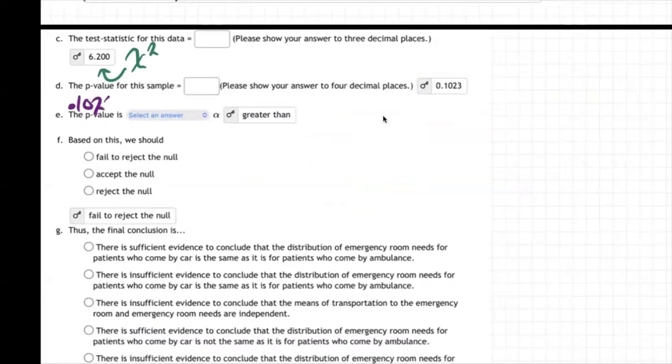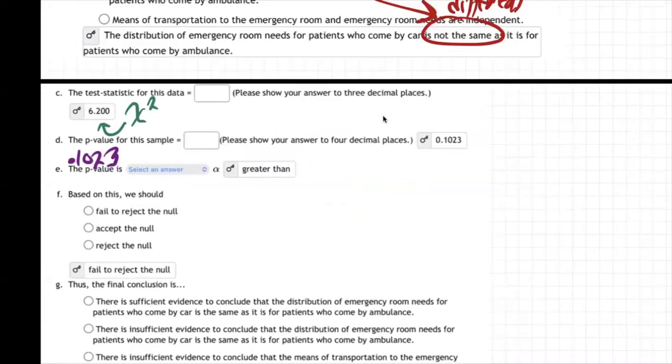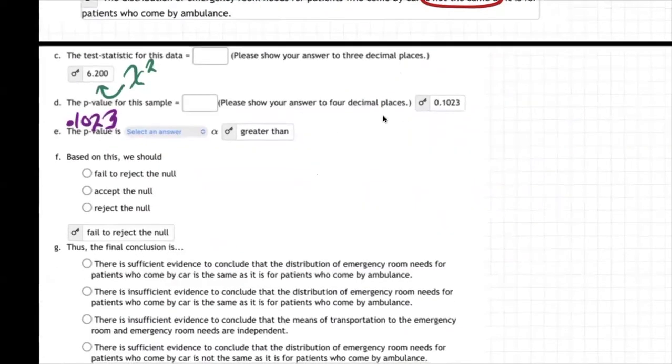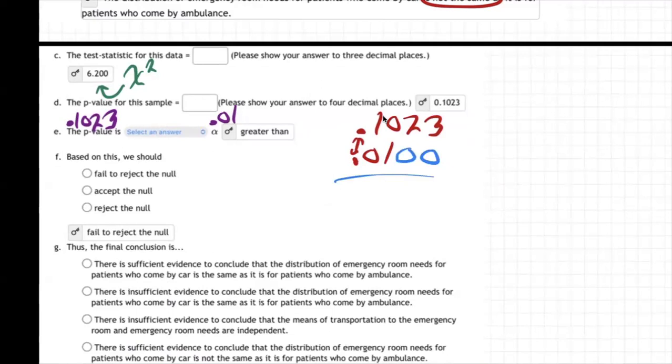So the p-value, 0.1023. How's that compare to alpha? What was alpha? Right there. Alpha is 0.01. Which one's bigger? Well, if you're not sure, line them up. So 0.1023 and 0.01, meaning line up decimal over decimal. And then fill in zeros in the blanks. And then it'll be easy to tell which one's bigger, 1,023 or 100? Certainly 1,023 is bigger, greater, right? This one's on the wide side of the symbol. All right, so that one's bigger.